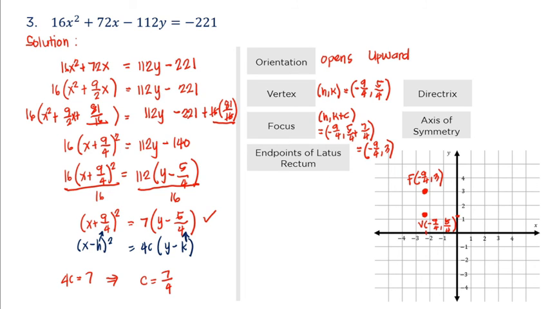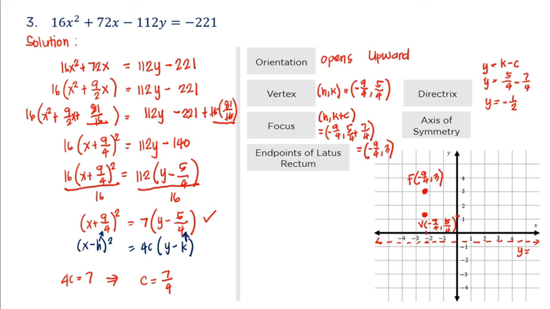Directrix naman tayo. Since we added c to k for the focus, we will subtract for the directrix because they are opposite, right? So you have y equal to k minus c. So we have y equal to k is 5 fourths minus c is 7 fourths. So you have y equal to 5 minus 7 is negative 2 over 4, or that is just negative 1 half. So this is our line, y equal to negative 1 half.